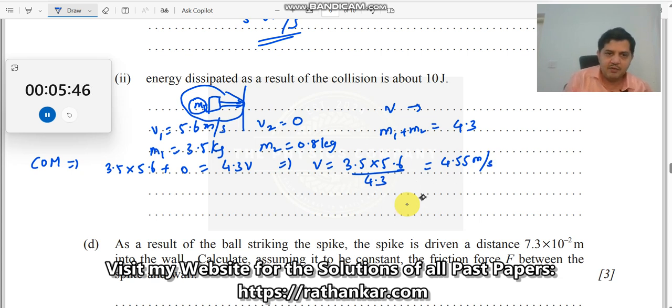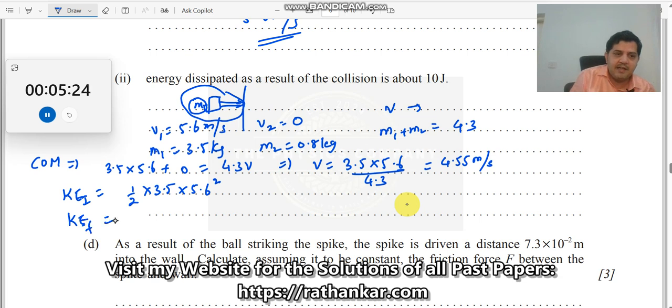Now I want to find the initial kinetic energy, because he is asking for the energy dissipated. The initial kinetic energy, Ki, before the collision, was half into 3.5, the mass of the bob, multiplied by V square. What is V square? 5.6 square. And what is the final kinetic energy? Kinetic energy final is half into the combined mass, 4.3, multiplied by the final velocity, 4.5 square. Let us calculate these two also.